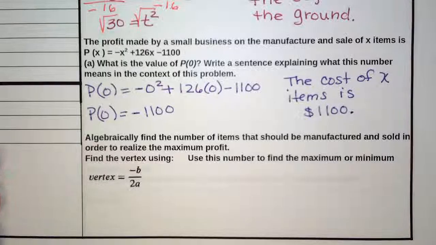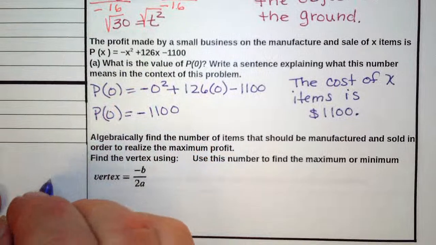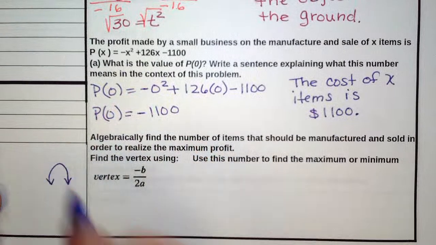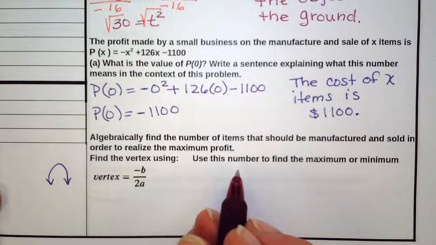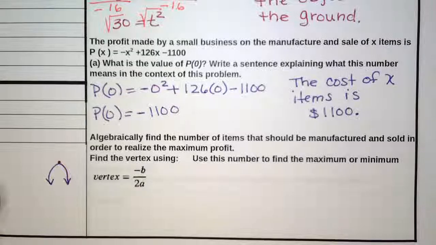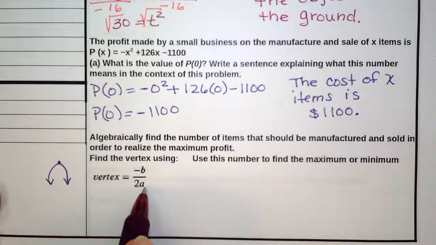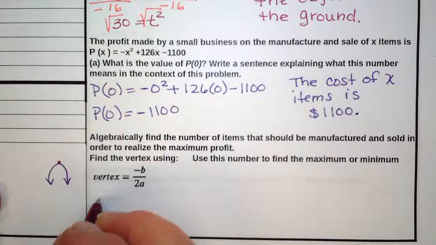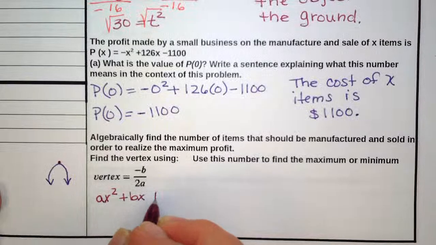Algebraically, find the number of items that should be manufactured and sold in order to realize the maximum profit. Now, remember, we're looking at the upside-down parabola. The maximum will be the vertex. To find the vertex, it's the opposite of b divided by 2a. This is in the form of ax squared plus bx plus c.